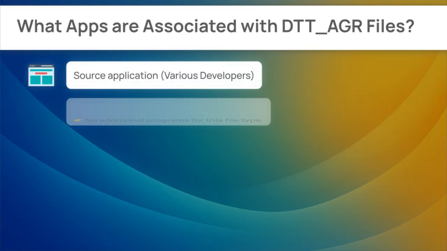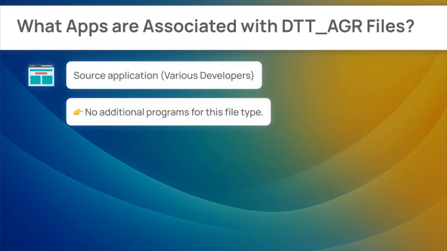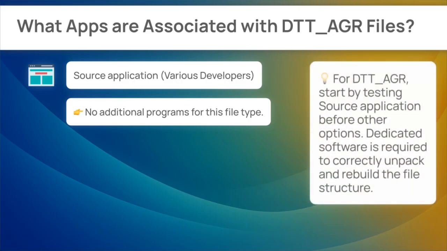For DTT-AGR, the correct first move is opening it with the source application. Dedicated software is required to correctly unpack and rebuild the file structure. Windows gives limited insight, so interpreting the contents requires the originating tool.